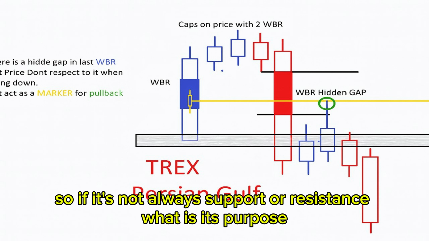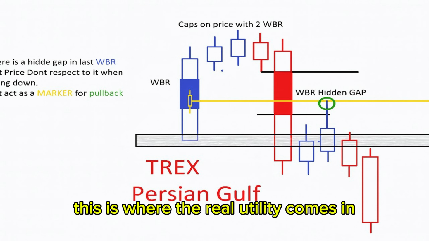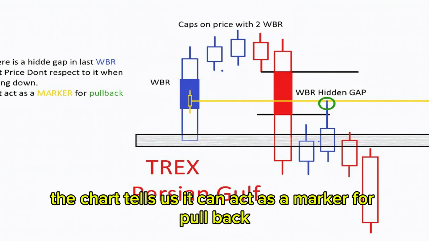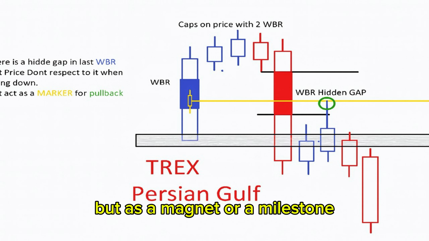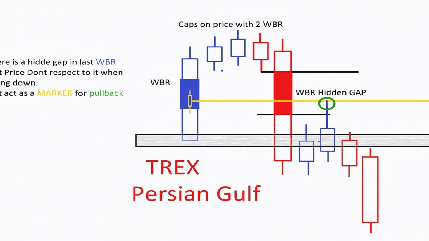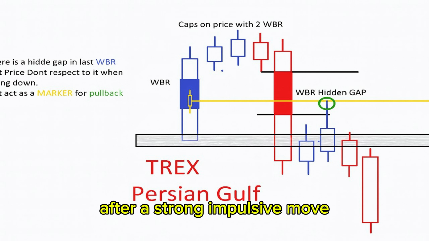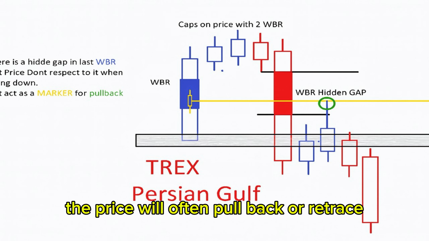So if it's not always support or resistance, what is its purpose? This is where the real utility comes in. The chart tells us it can act as a marker for pullback. Think of a hidden gap not as a wall that will stop price, but as a magnet or a milestone. After a strong impulsive move, the price will often pull back or retrace.